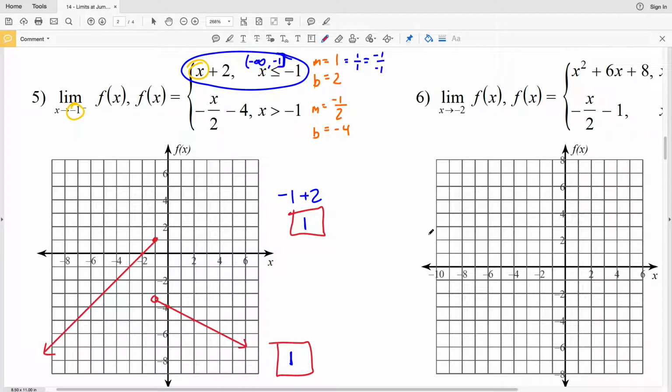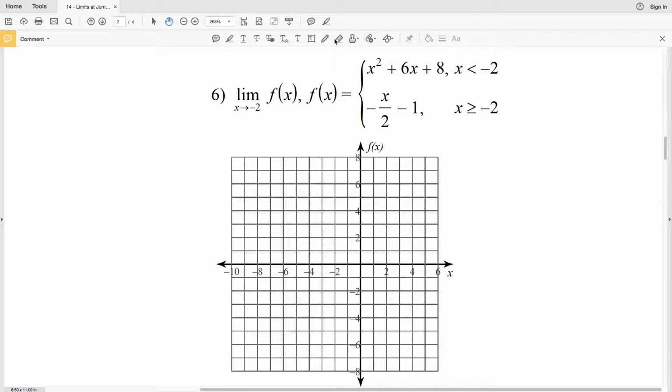Now, let's move on to number 6. So for number 6, we're evaluating this limit as x approaches negative 2, and it doesn't tell us from the right or from the left. So let's see if there's a limit at all. Because remember, if we plug in negative 2 for the first piece and get a different answer than plugging negative 2 in for the second piece, that means the limits from the right and from the left, in other words, the limits from the positive direction and from the negative direction, are not the same, and therefore the overall limit does not exist. So let's plug in negative 2 into that first piece.